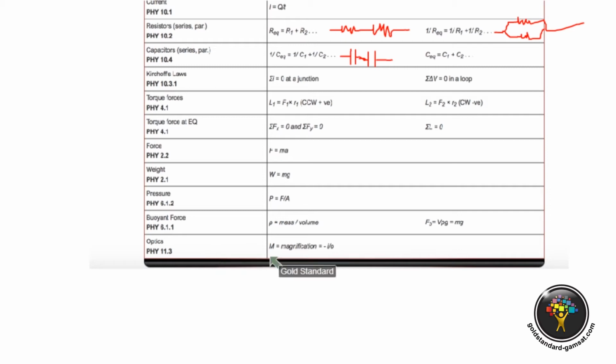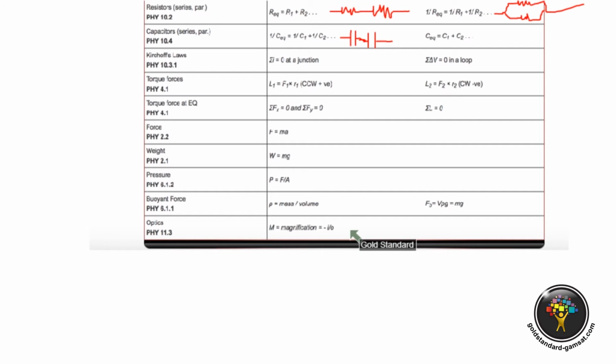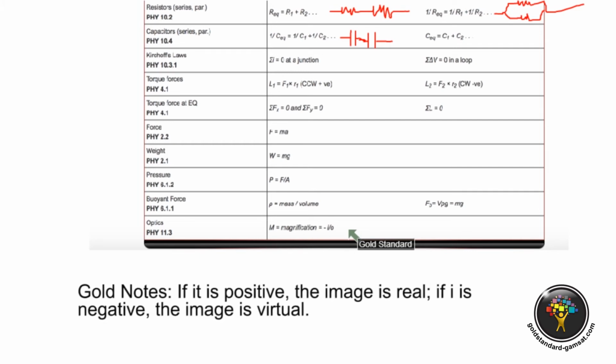Optics. There are a number of very important equations for optics. One of the most important ones, in my opinion, is this simple one, which most people either don't remember or don't think is important, which is that the magnification is equal to negative I over O. So that's magnification is equal to negative I over O. I is the image distance, O is the object distance.